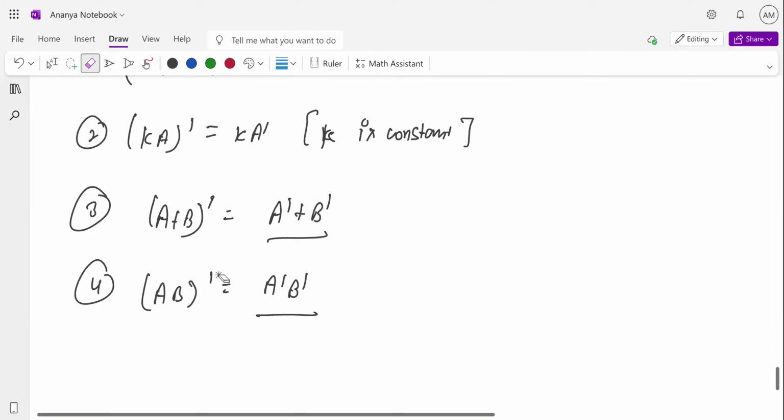Wait, I think I missed that a little bit. I think it should be reversed. It should be B dash A dash. Understood?